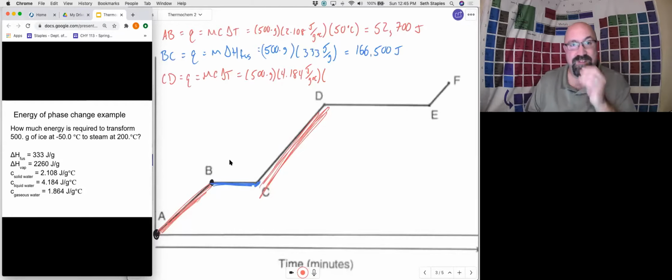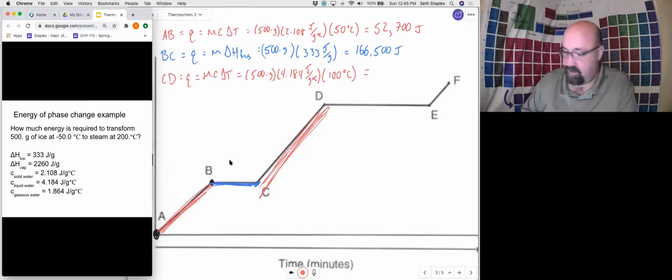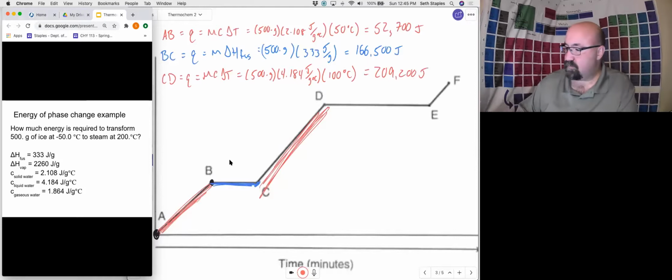We're going from 0 degrees, from our melting point of water, up to the boiling point of water at 100 degrees C. So our temperature change is 100 degrees C. 500 times 4.184 times 100 degrees C gives 209,200 joules.